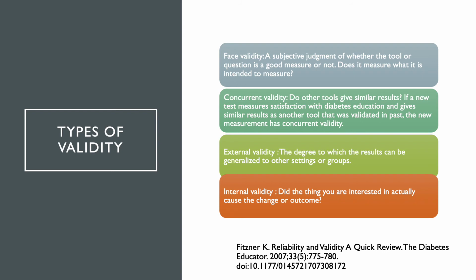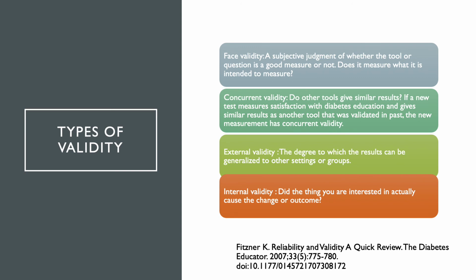Other types of validity include face validity, which is a subjective judgment of whether the tool or question is a good measure or not. Does it measure what it is intended to measure? One way to think about this is if we have a tool that we're asking somebody really factual questions. How many clients did you see today? Count the number. Face validity would say that we can assume that a person can count. I saw 5 patients today, or I saw 5 clients today. That's 5.